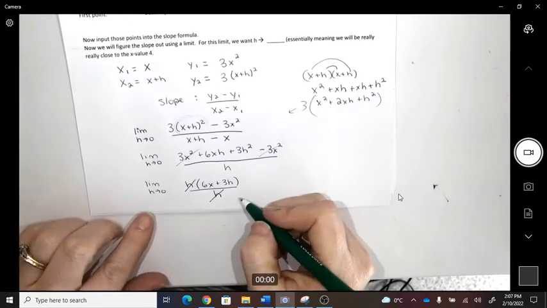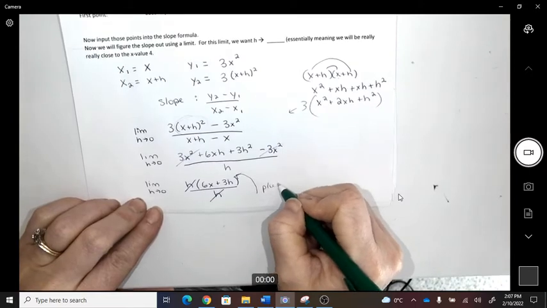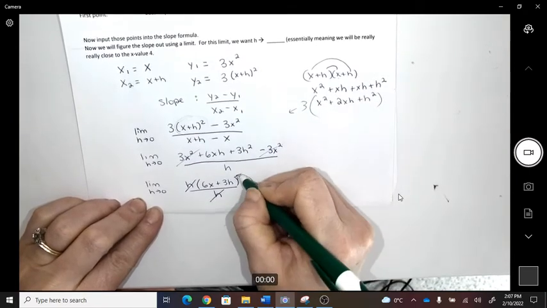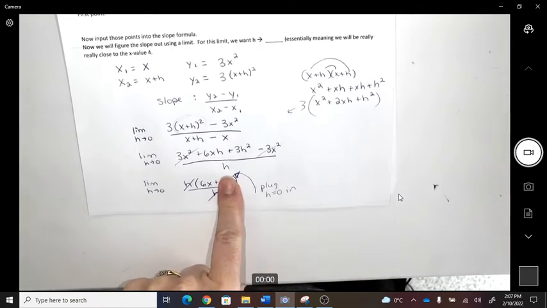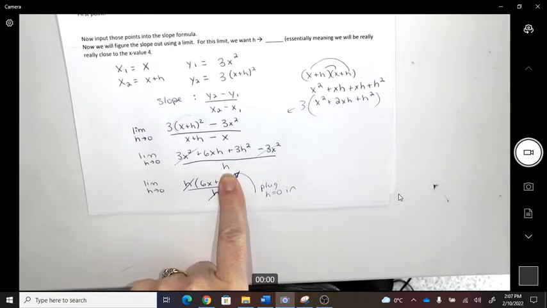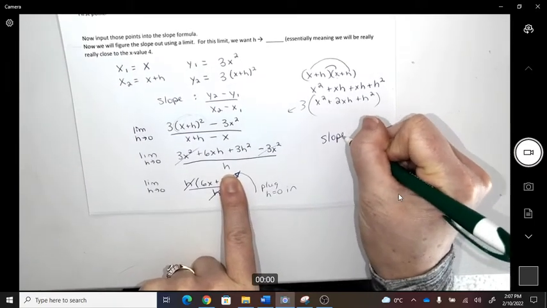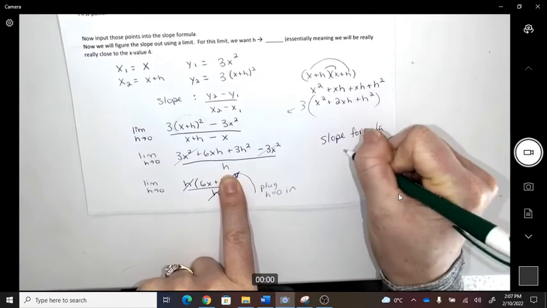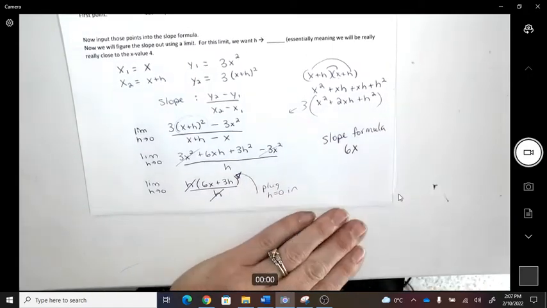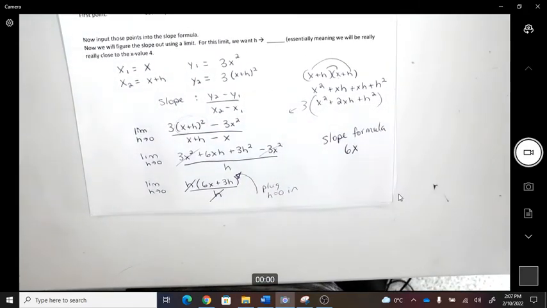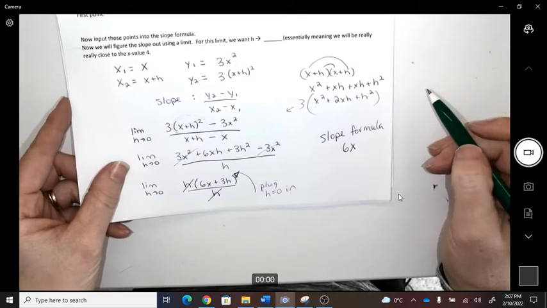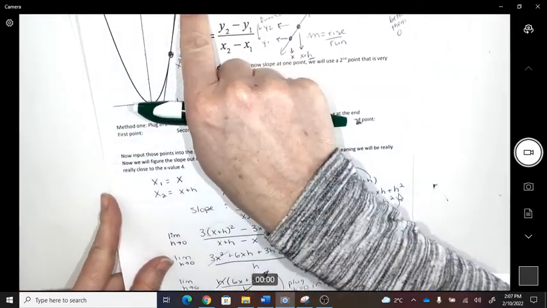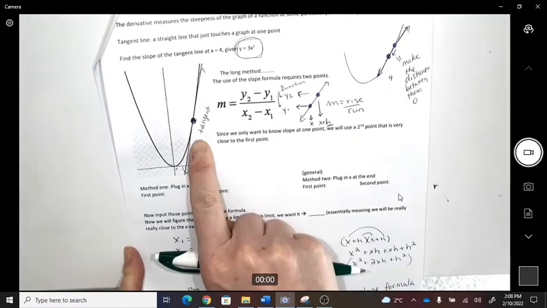Okay, now I'm ready. I can plug the h of 0 into this now because I got rid of the problem. So if I plug 0 in for h, what does this all come out to be? 6x. So the slope formula is 6x. Okay, that's the derivative. You just derive something. That's the derivative. Okay, so here's what I wanted to know though. Specifically at 4, what is the slope of this line?